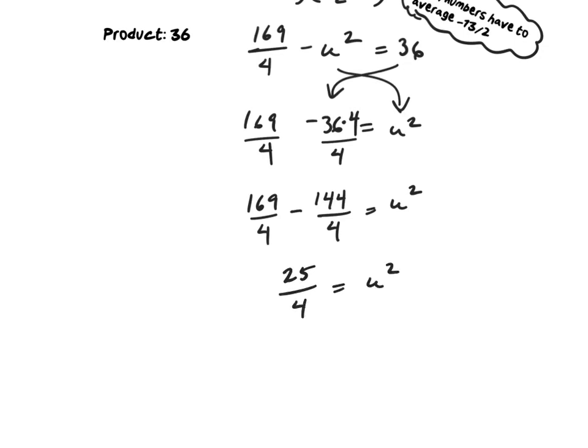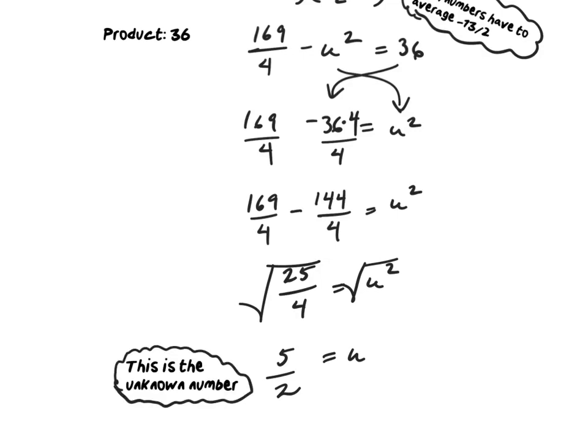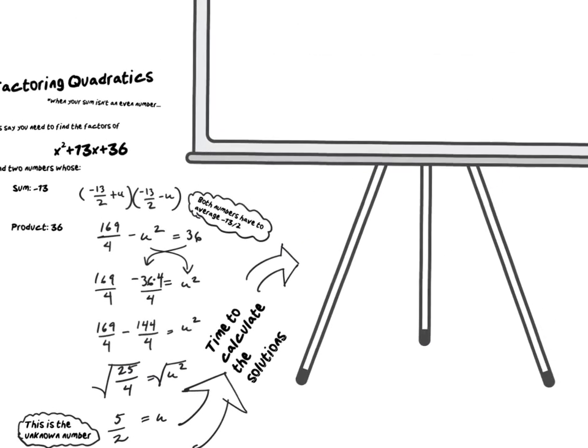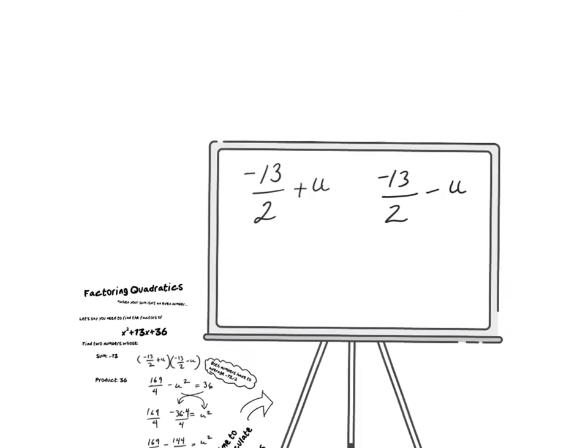Take the square root of both sides. That will leave me with u is equal to 5 over 2. This is the unknown number. Now it's time to calculate the solutions. And remember, we're dealing with an example where the sum is not an even number. That's why we end up with some fractions.